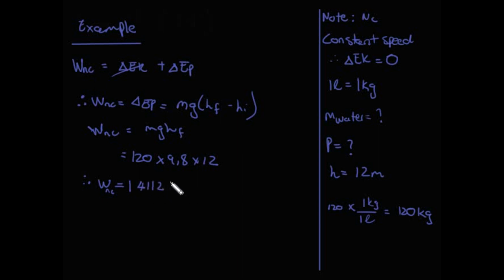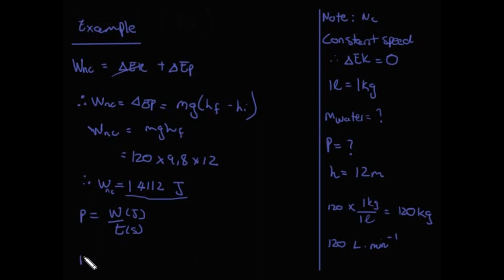14,112 joules. So now we can go ahead and calculate the power. Power is equal to W over T. Now they gave us the rate at which it pumps water, 120 liters per minute. And we know that time is measured in seconds, while work is measured in joules. We have our joules already.